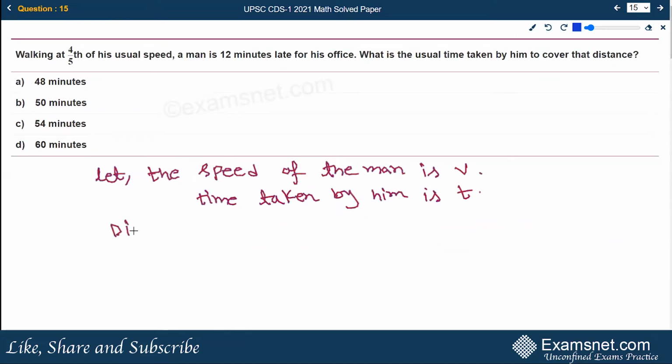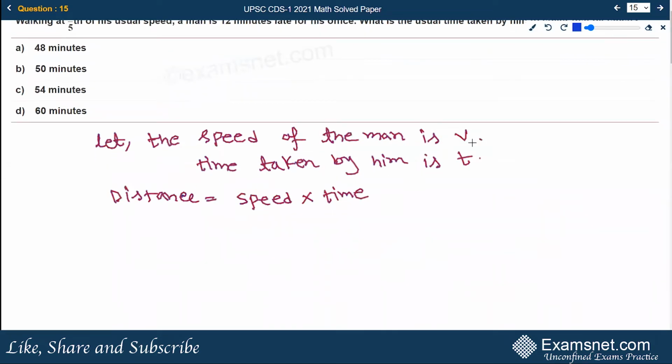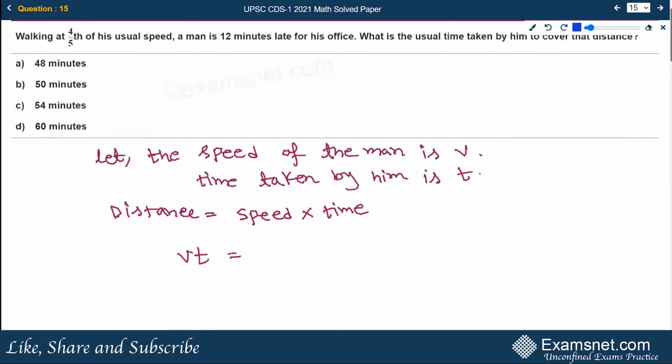We know what is the relation between distance, speed, and time. Distance equals to speed multiplied by time, right? Now look here. So what is the distance from his home to office? That is VT. V is speed and T is time. So VT, and distance will always be equal, correct?